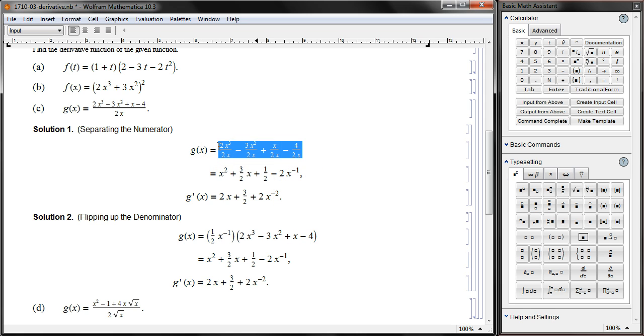So separating the numerator, that's basically what I usually do, and also our textbook out there. And then simplify, and then take the derivative term by term, standard method. Or you could flip the denominator and change the division into multiplication, distribute around, and then take the derivative. This is also legitimate. Which method do you prefer? Choose one and stick to it. Me, I usually do it this way. Solution 1.